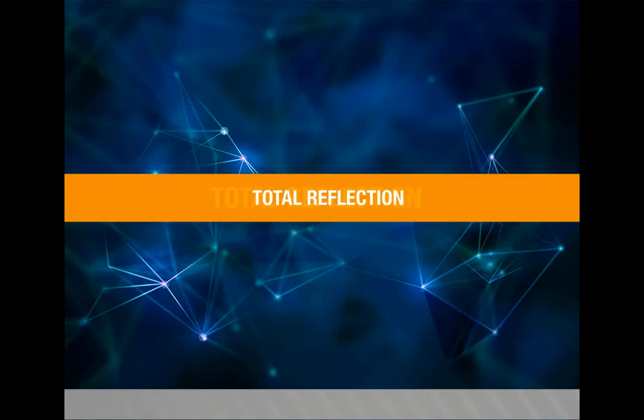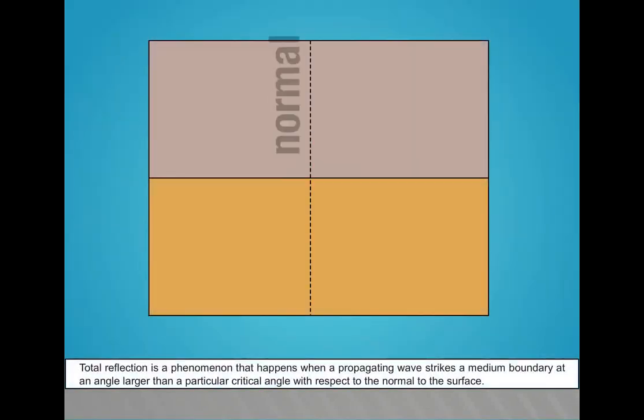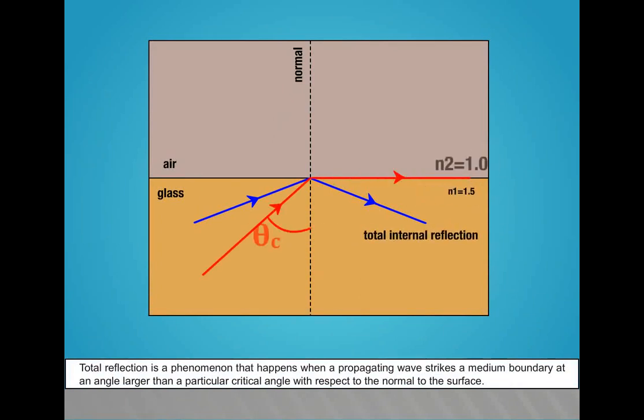Total reflection. In this video, we are going to see about total reflection. Total reflection is a phenomenon that happens when a propagating wave strikes a medium boundary at an angle larger than a particular critical angle with respect to the normal to the surface.